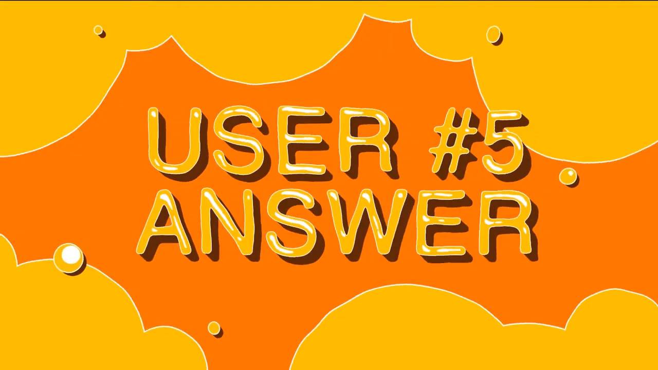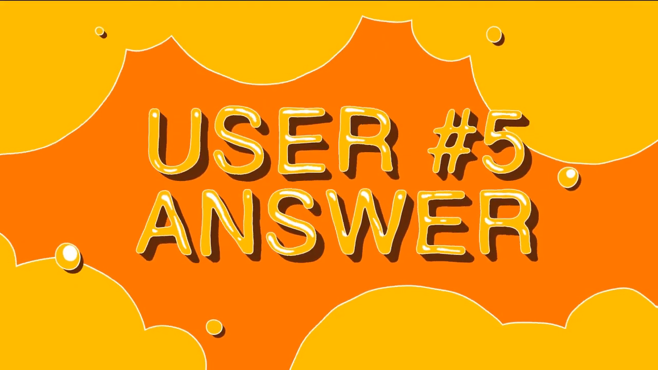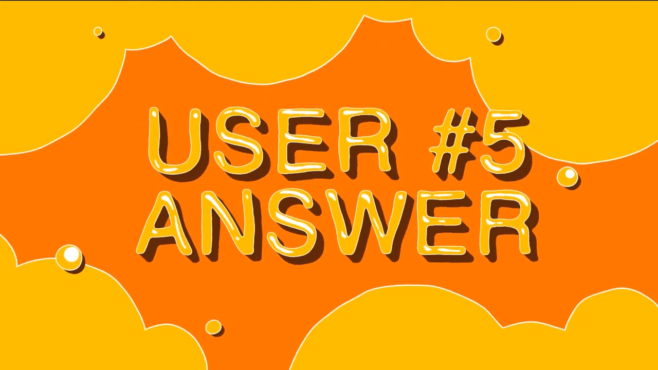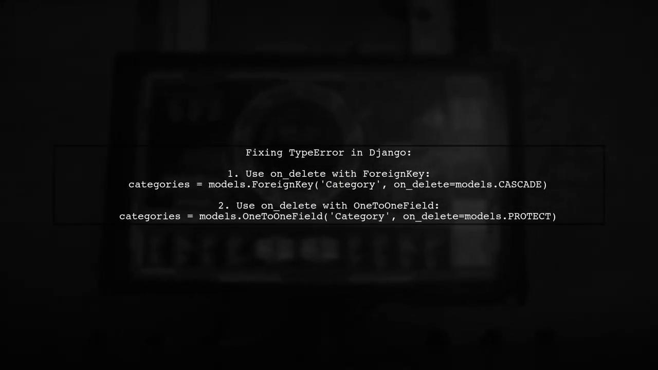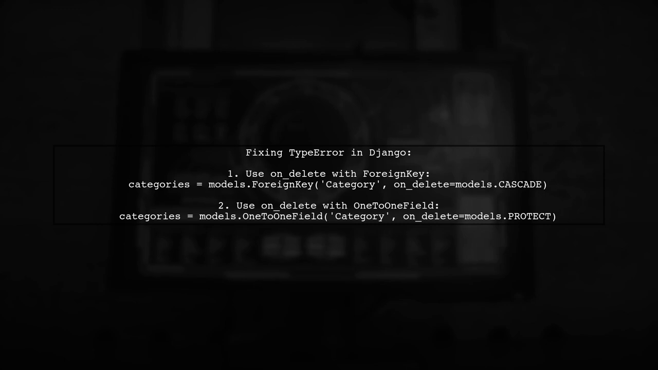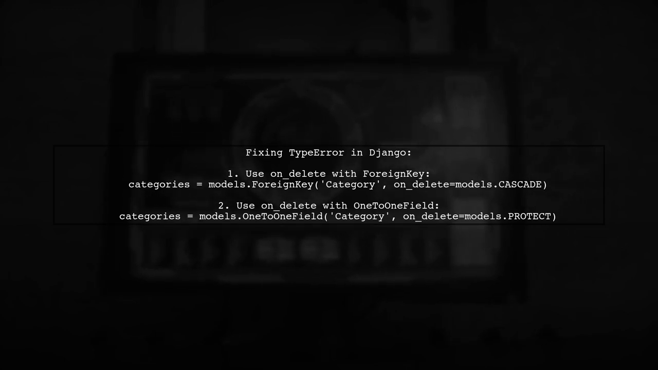Let's now look at another user-suggested answer. To fix the type error you're encountering, remember that since Django 2.0, both foreign key and one-to-one field require an onDelete argument. Here's how to use them correctly.